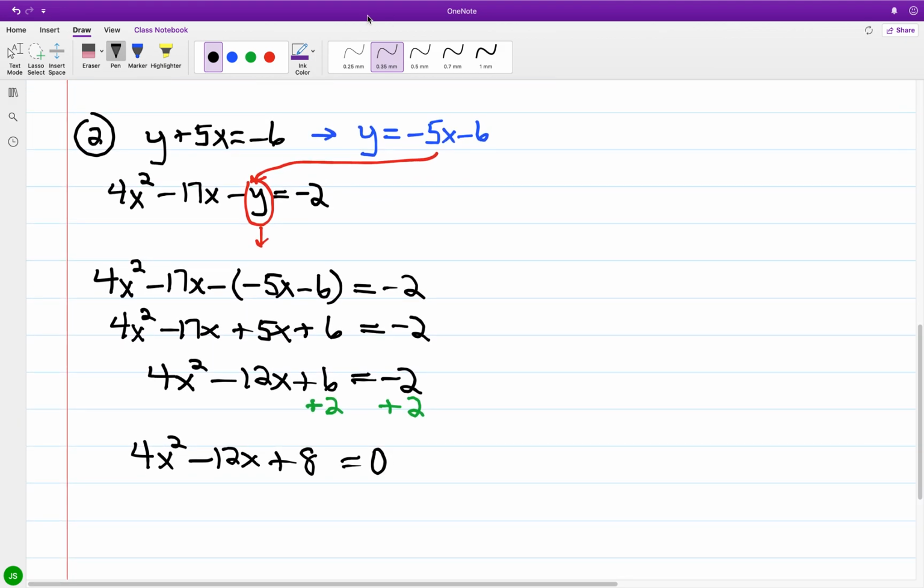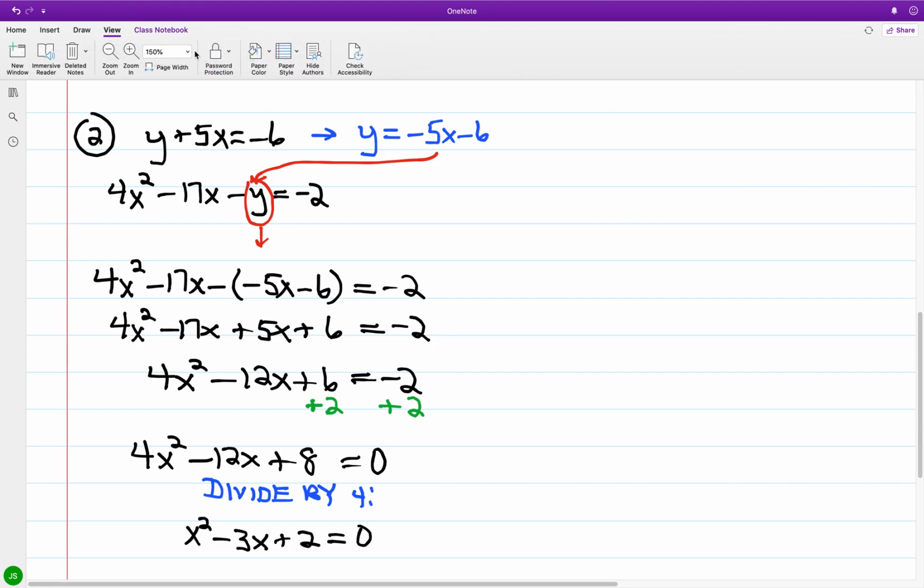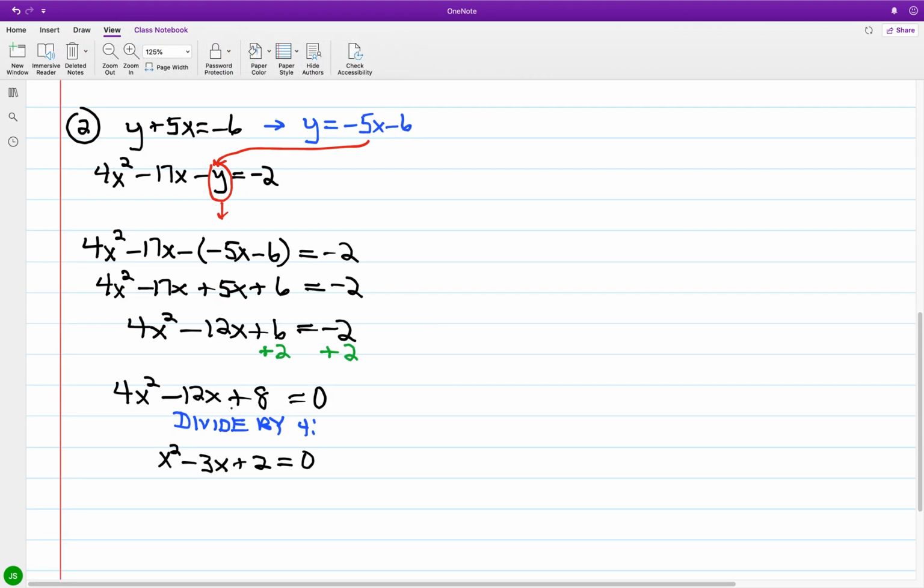And if I divide the equation by the greatest common factor, 4, it will not do anything to the solutions. So we're going to have x squared minus 3x plus 2 is equal to 0. Now I can factor: the quantity x minus 1 times the quantity x minus 2 is equal to 0.